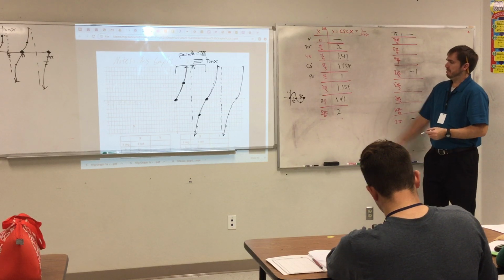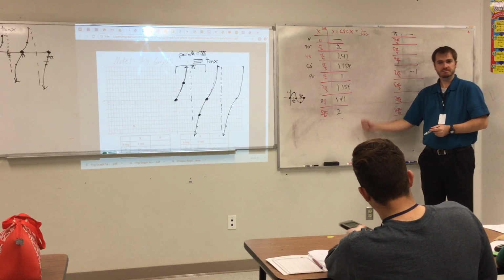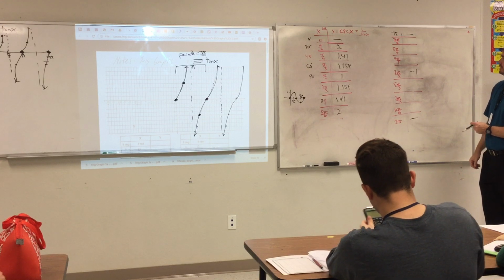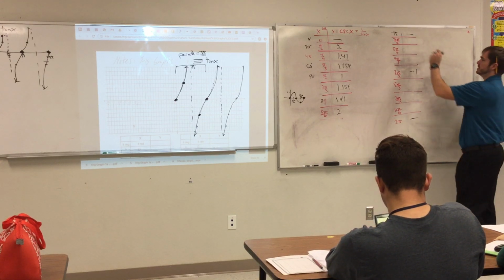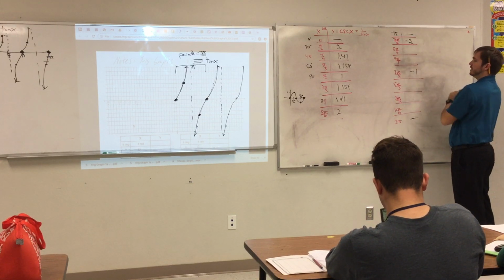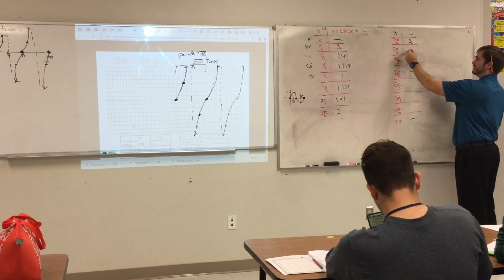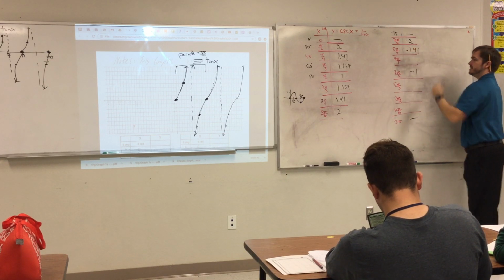Well, I'm definitely seeing a pattern there. Yep. Huh, I wonder. Okay. 7 pi over 6. -2. All right, keep going. -1.41. Ooh, that's interesting. Keep going.